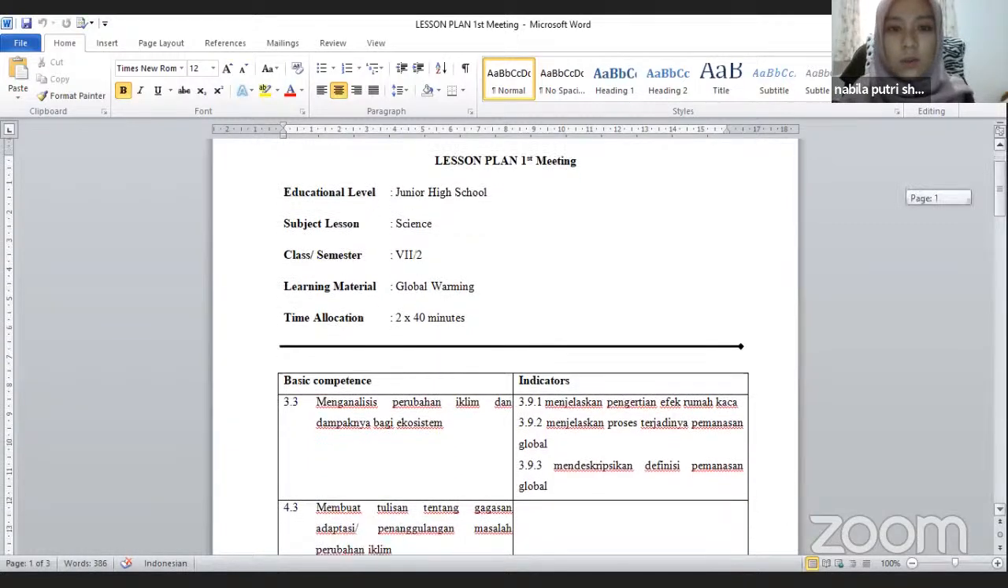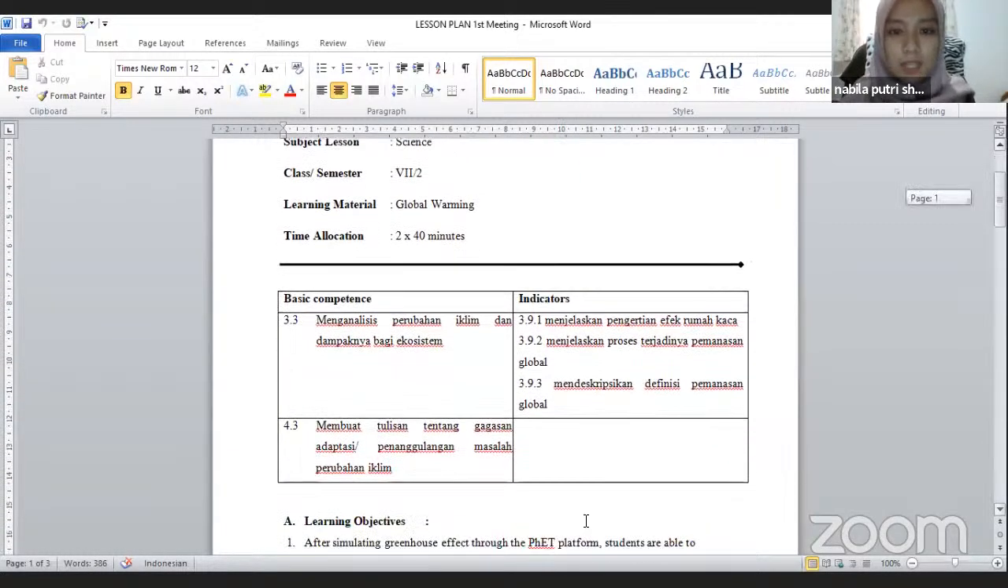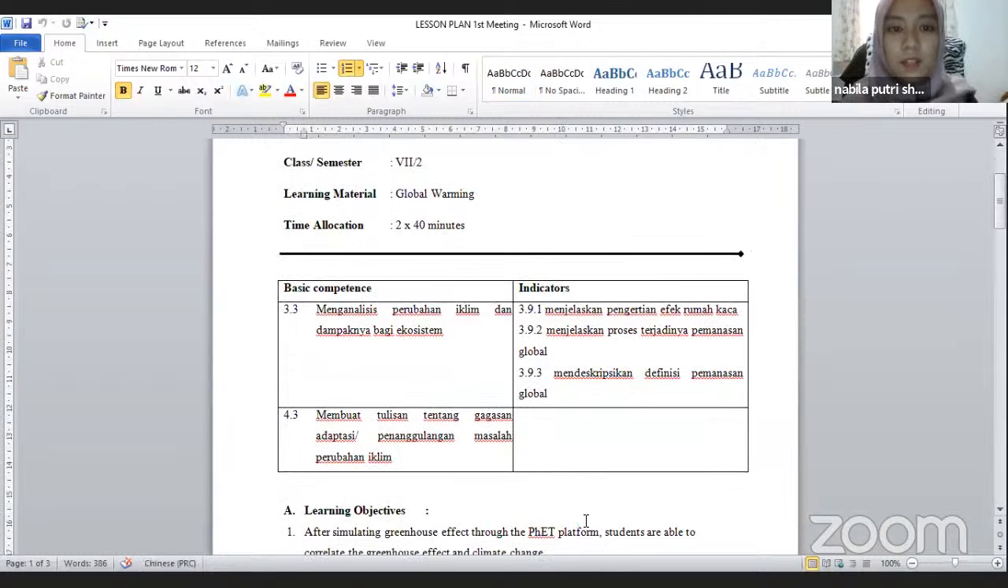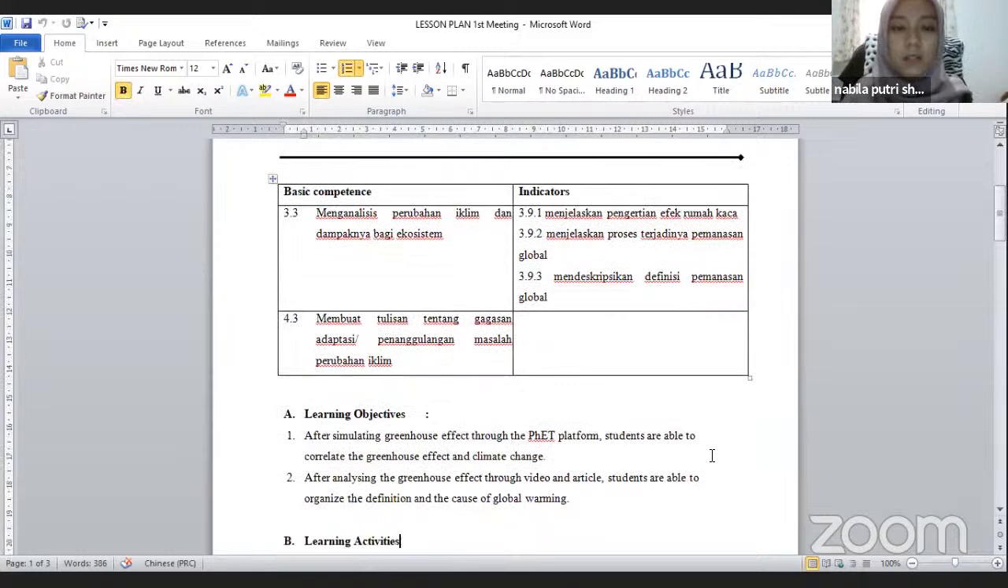For the basic competence, 3.3 is menganalisis perubahan iklim dan dampaknya bagi ekosistem. And 4.3 is membuat tulisan tentang gagasan adaptasi atau penanggulangan masalah perubahan iklim. These are the indicators: menjelaskan pengertian efek rumah kaca, menjelaskan proses terjadinya pemanasan global, dan mendeskripsikan definisi pemanasan global.